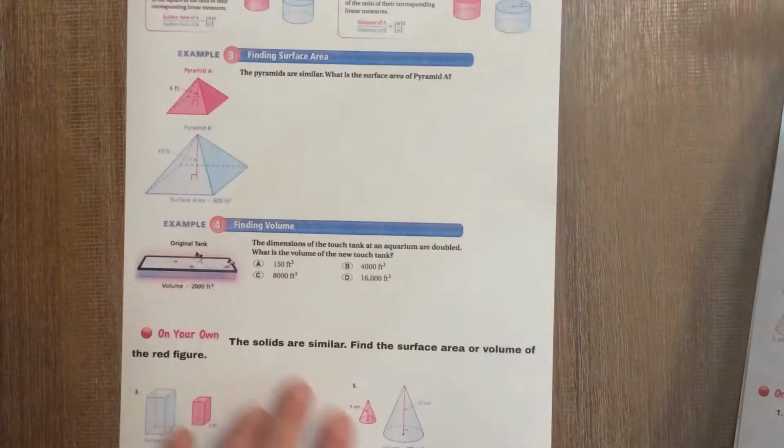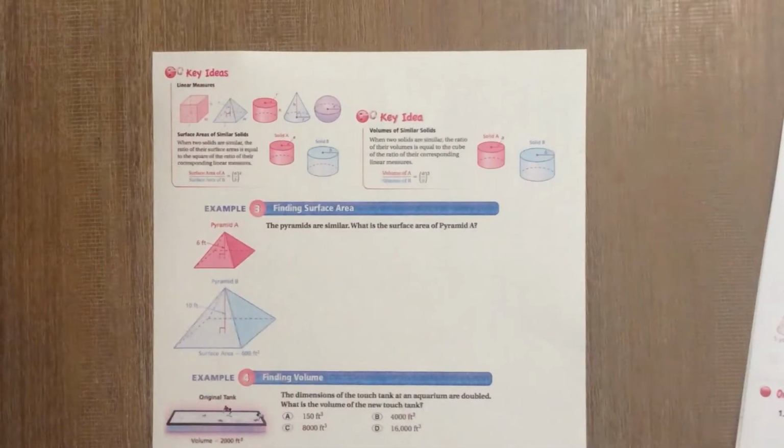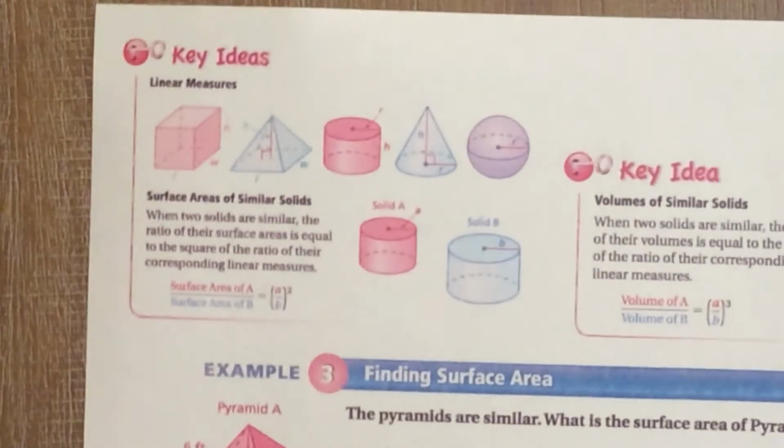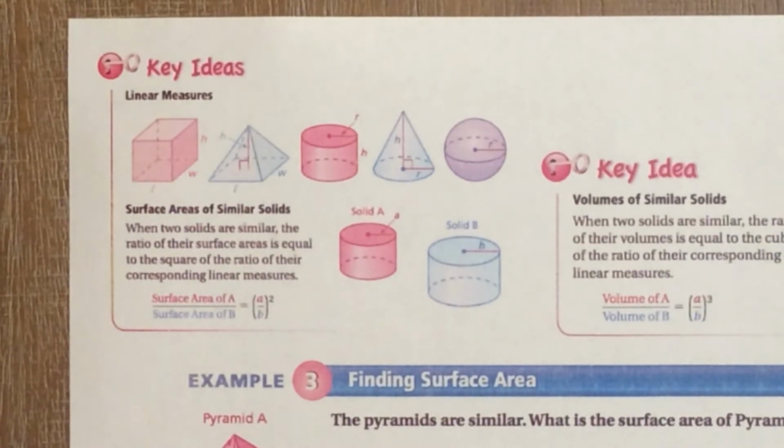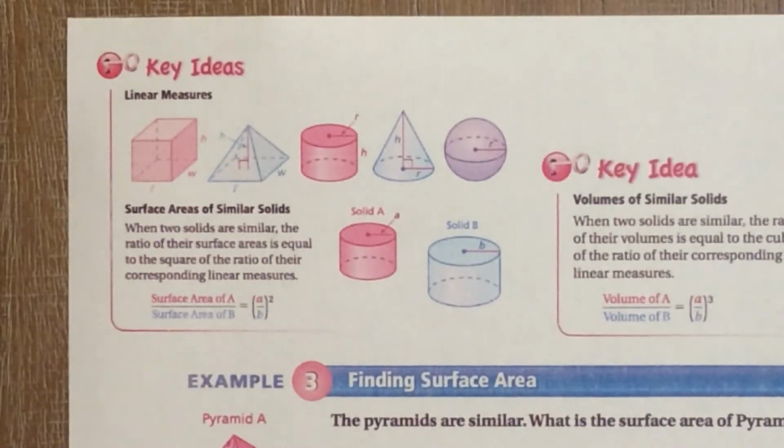Let's go over here to the next bit, and I know this is small because I wanted to squeeze it all into 2 pages. The first key idea is talking about measurements of similar solids, so dealing with surface area, okay? When 2 solids are similar, the ratio of their surface areas is equal to the square of the ratio of their corresponding linear measures.